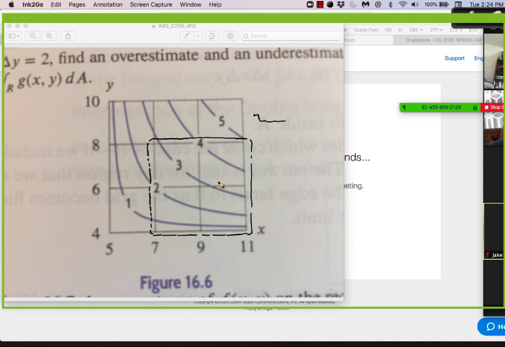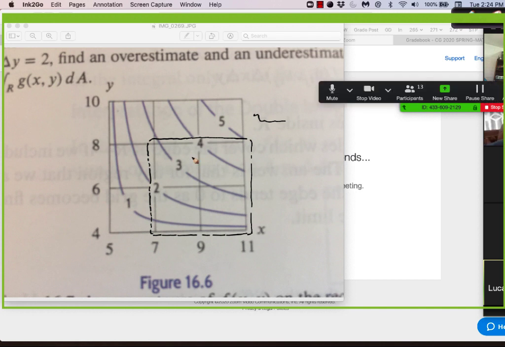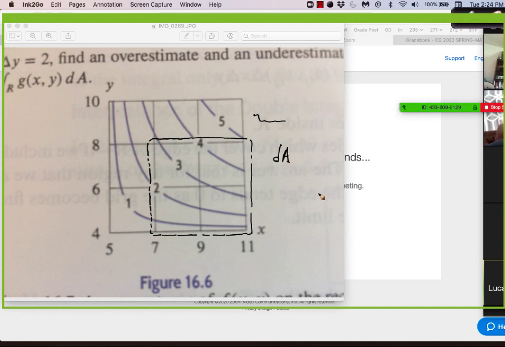Okay, so the quiz was for 7 to 9 in X, and 4 to 8 in Y. That was the region, so I kind of isolated that. And then the first question was dA. dA is going to be the area of each individual square. So these are 2 by 2s. So dA was 4, 2 times 2.